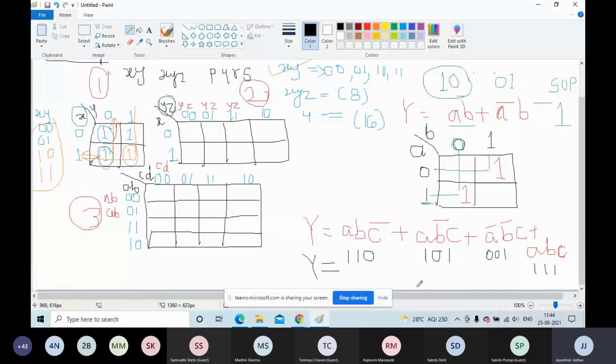If you find out the decimal numbers, you tell me what is the decimal number for 110? 4. No. 6. Correct. 6. Next. 5. 5. Very good. 1. 1. Very good. 7. 7. So these are the min terms for this equation.